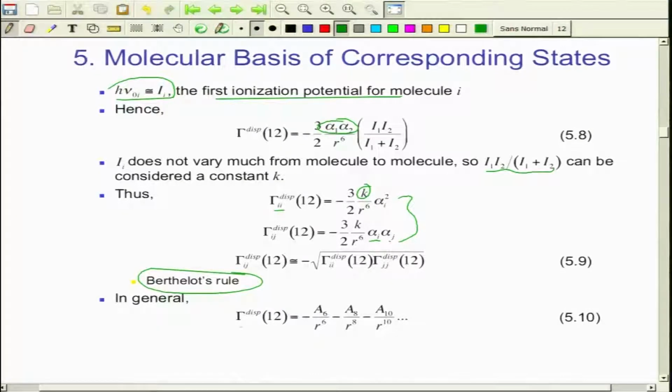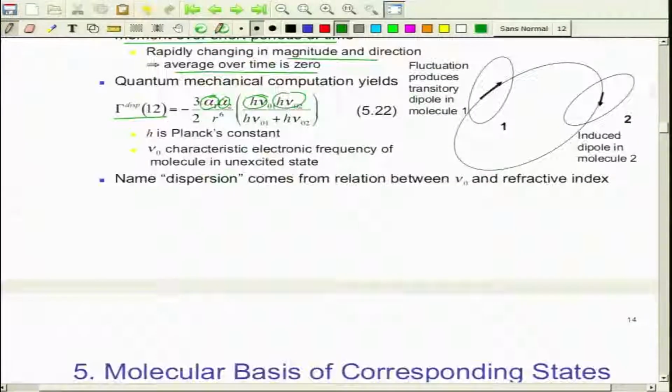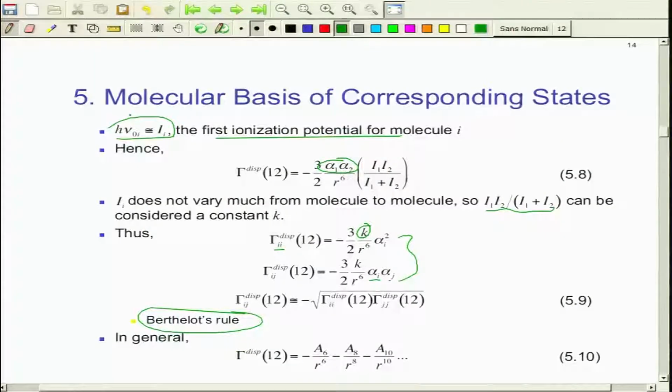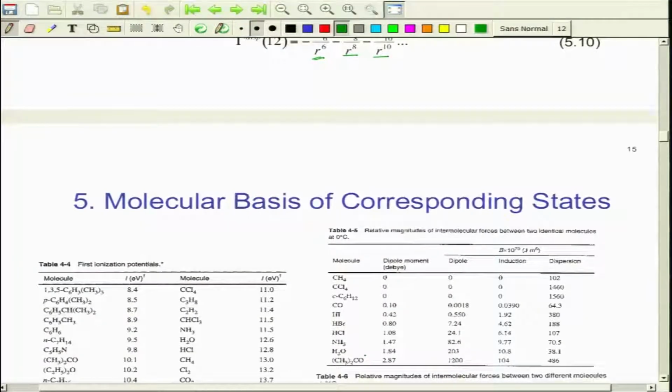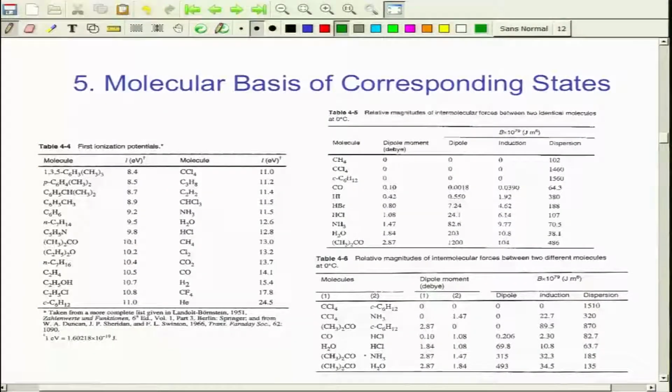In general, because this is an approximation, the dispersion term will have not only this A by R6 term, but also other terms, which are usually very small but relevant. Let me give an idea of the order of this dispersion with respect to the induced and dipole interactions. Of course the dispersion term depends on ionization potential, which, you can see, is not much varying, but in some cases it is significantly different from the other one.